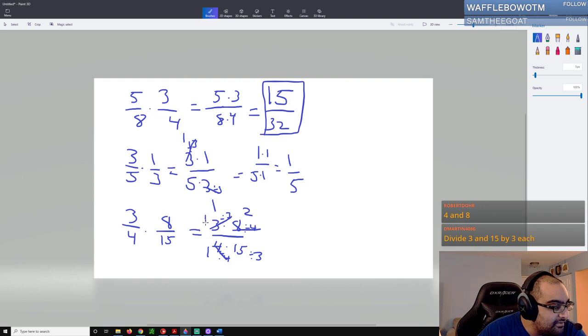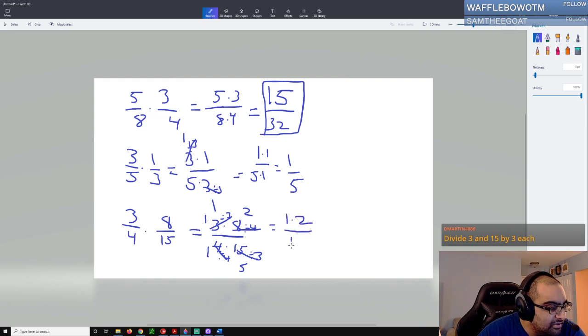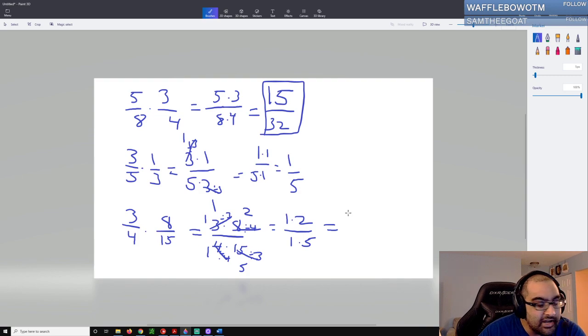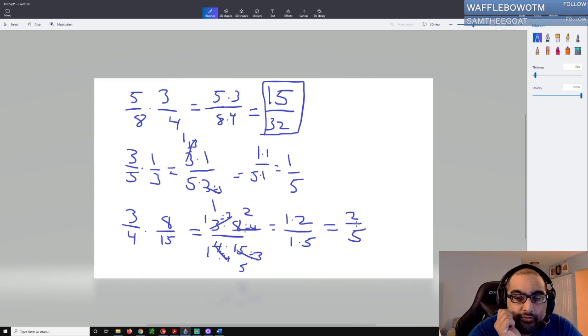So here we have 1, and 15 divided by 3 is 5. And so here we get 1 times 2 over 1 times 5. So we multiply straight across now, because now we've done the reduction. So here we get 2 over 5 as our final answer.